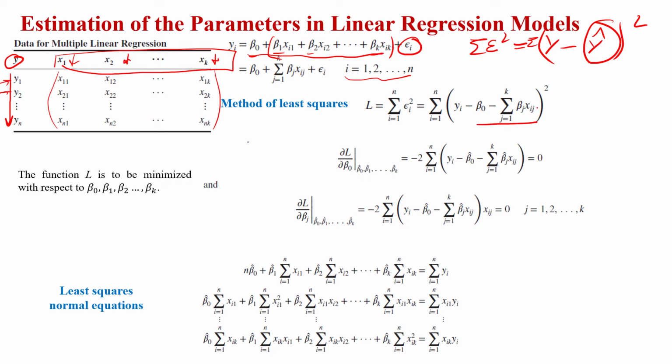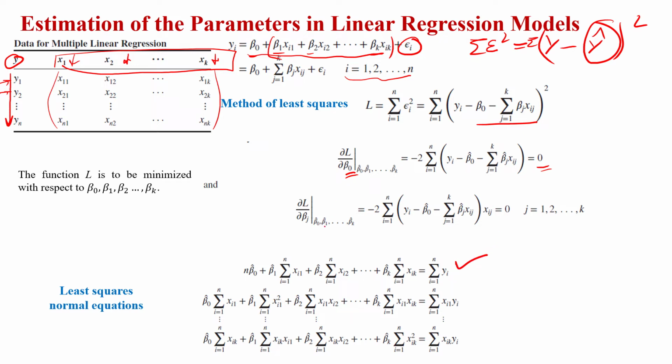Now if I differentiate with respect to beta naught and put it equal to 0 and try to find the value of beta naught, that is basically, if I simplify this, this would be equal to this equation.